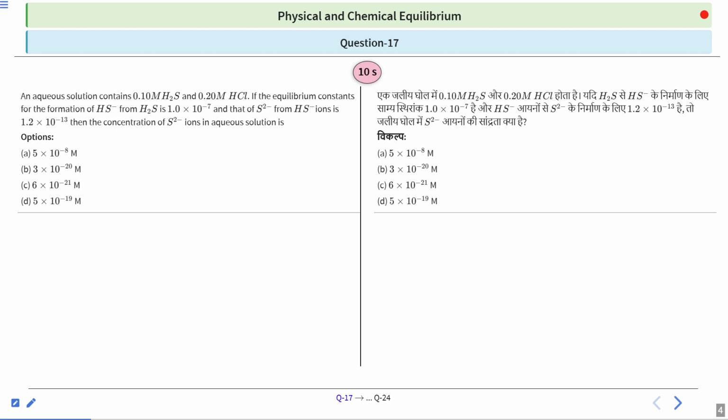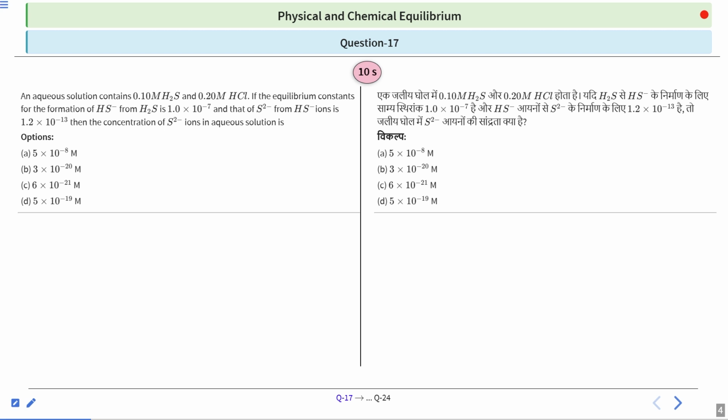Question says that an aqueous solution contains 0.10 molar H2S solution and 0.20 molar HCl. If the equilibrium constant for the formation of HS minus from H2S is 1.0 into 10 to the power minus 7, and that of S2 minus from HS minus is 1.2 into 10 to the power minus 13, then the concentration of S2 minus ions in aqueous solution is: your options are A, 5 into 10 to the power minus 8 molar, B, 3 into 10 to the power minus 20 molar, C, 6 into 10 to the power minus 21 molar, D, 5 into 10 to the power minus 19 molar.